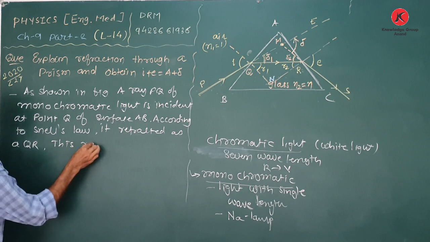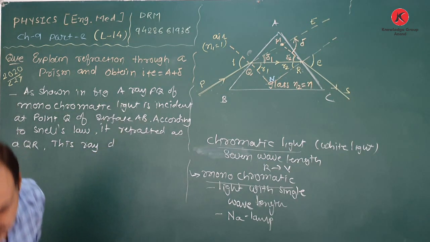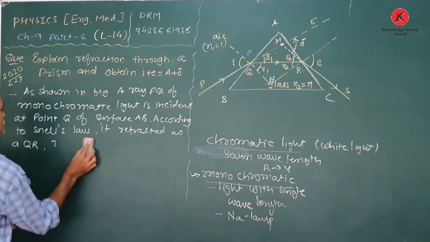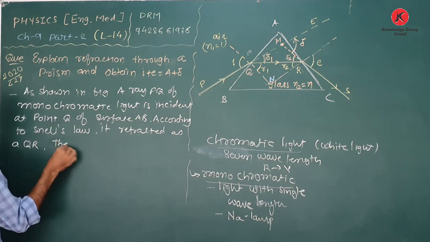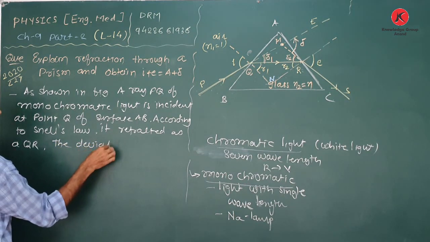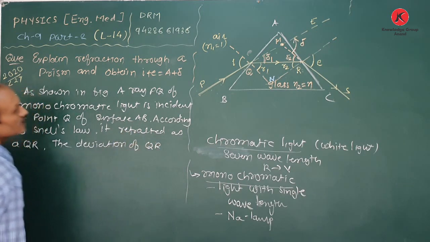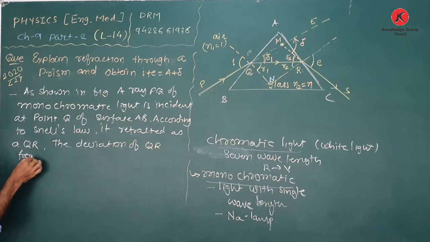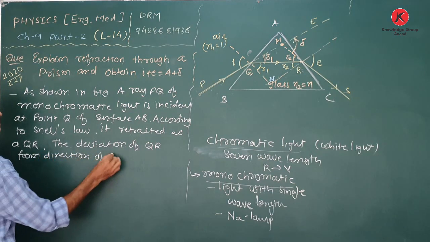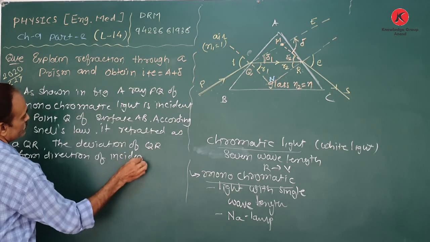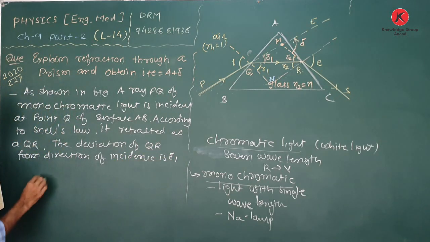This is the deviation: the deviation of QR from the direction of incidence is delta 1.